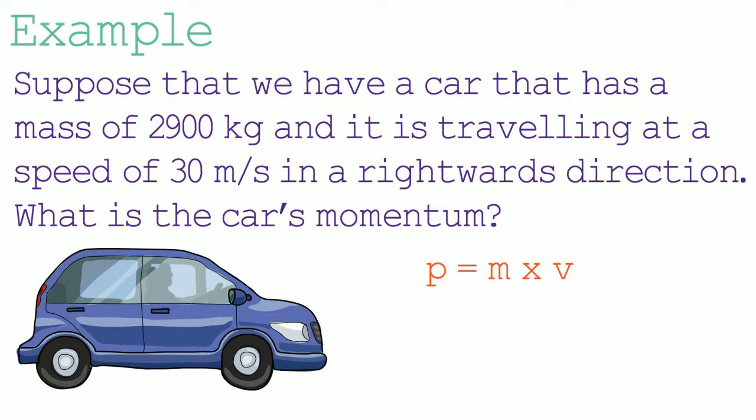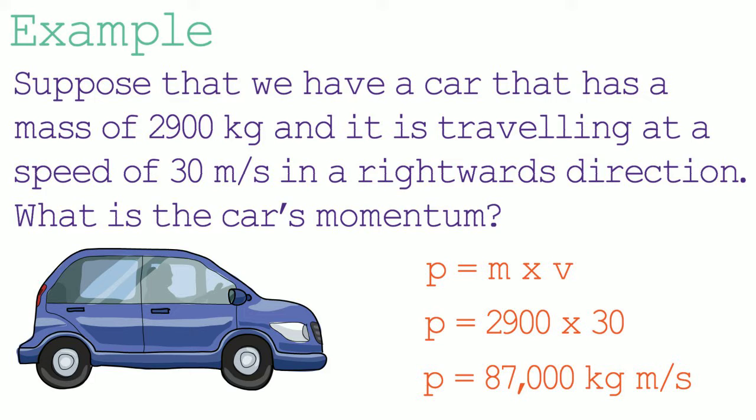m is the car's mass, and this is 2,900 kilograms. v is the car's velocity, and this is given as 30 meters per second. So in order to work out the car's momentum, we do 2,900 times 30. This gives us a value of momentum of 87,000 kilogram meters per second. The momentum of the car is in a rightwards direction, and we know this because the car is travelling in a rightwards direction.